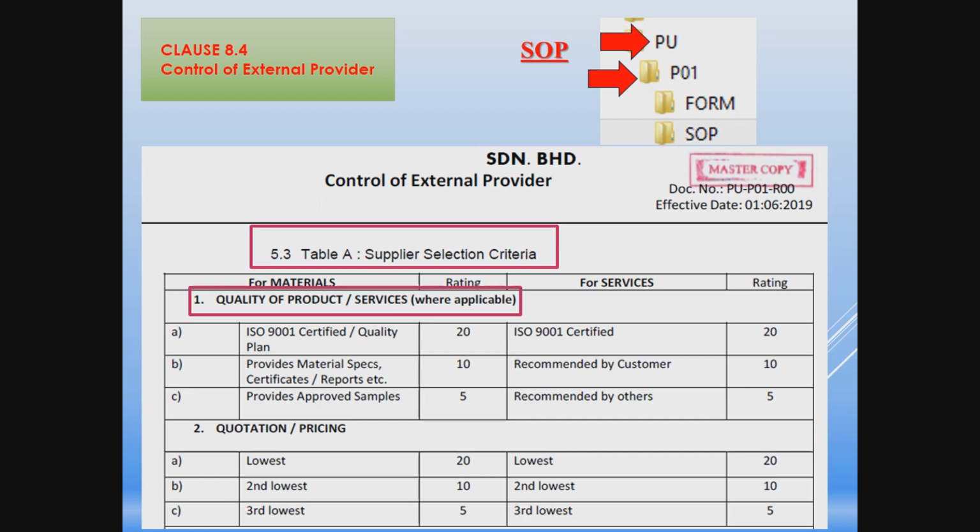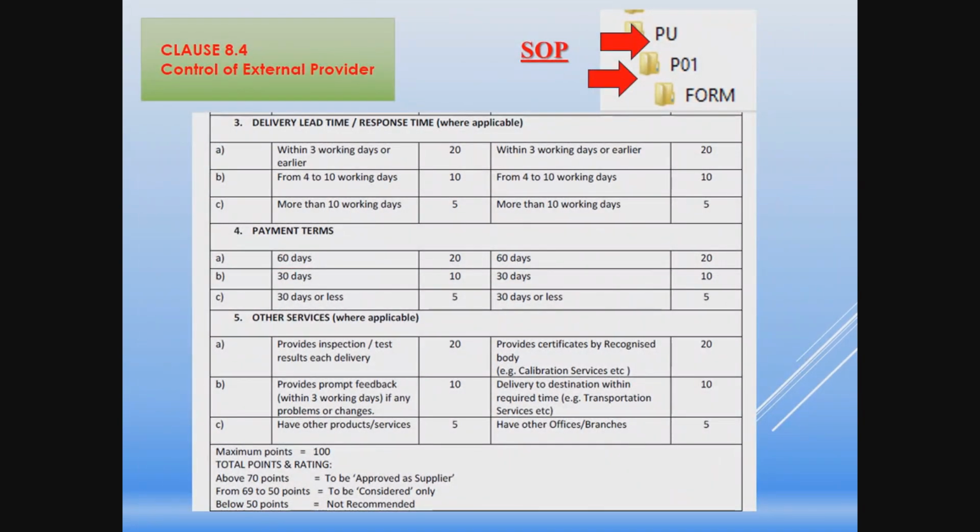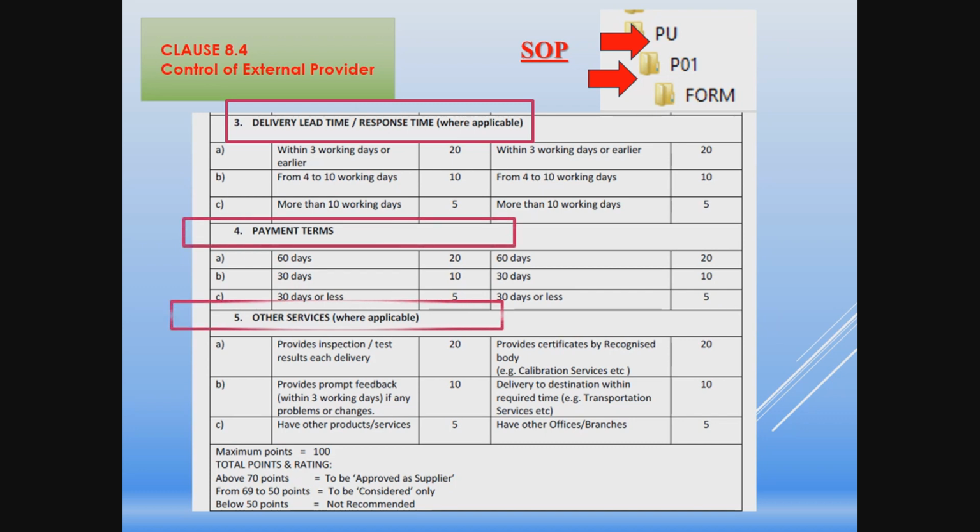Any question? So the selection is based on what is specified in the table. You also have a supplier selection form. This table is how to fill in the form. Based on this table, you fill in the supplier selection form, and the total points give a rating for their performance.